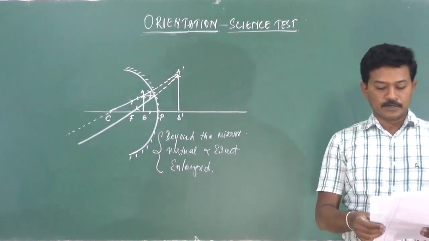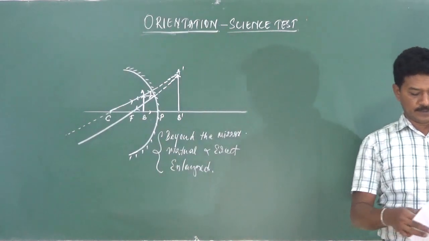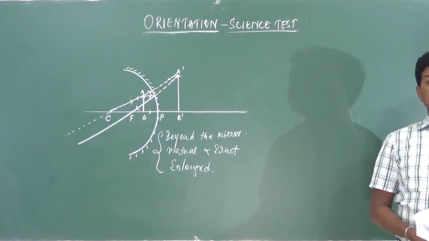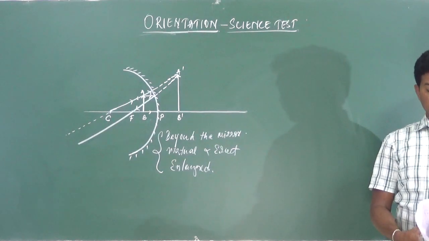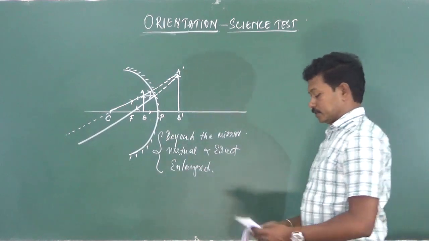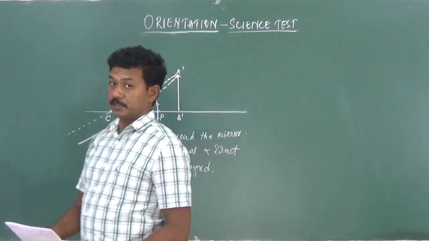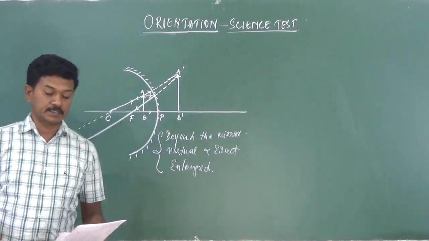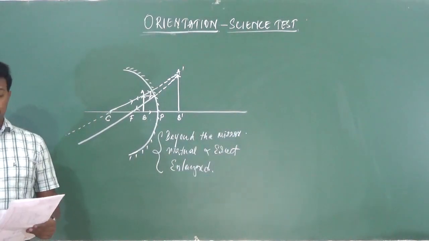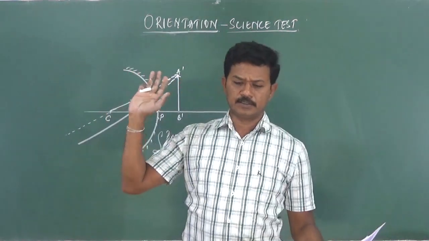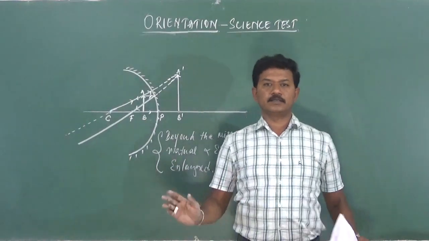Convex mirrors are used in rear view mirrors. Why? It was the most important question. I repeated it a number of times during the class. Why are convex mirrors used in rear view mirrors? Convex mirrors always get an erect, diminished image under a wide range of view. That's all you have to write. Not more than that.